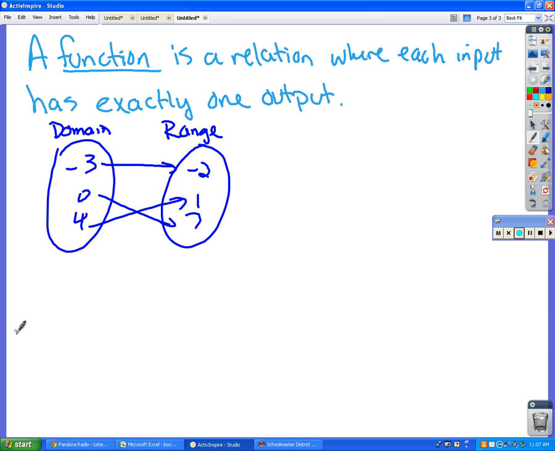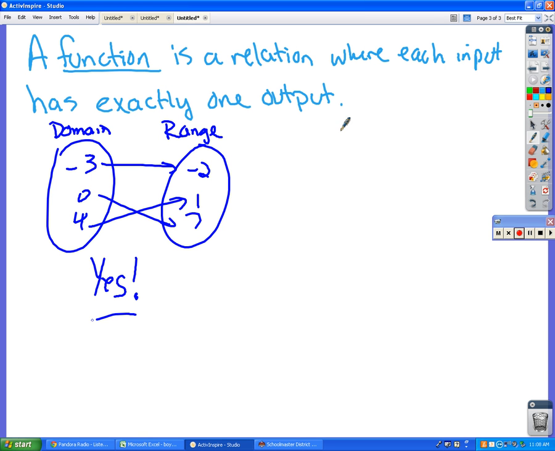Is that a function, yes or no? Yes. Si, senor. Si, claro. -3 only goes to one place. That's -2. 0 only goes to one place. That's 7. And 4 only goes to one place. That's 1. So this is a big fat yes. Okay.